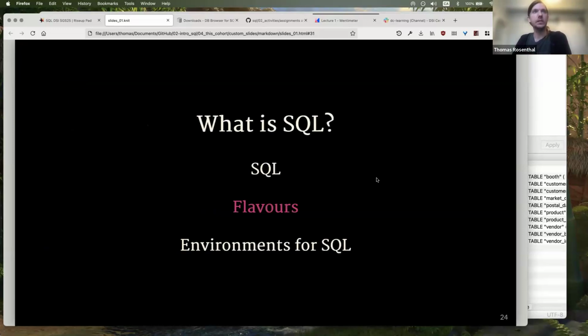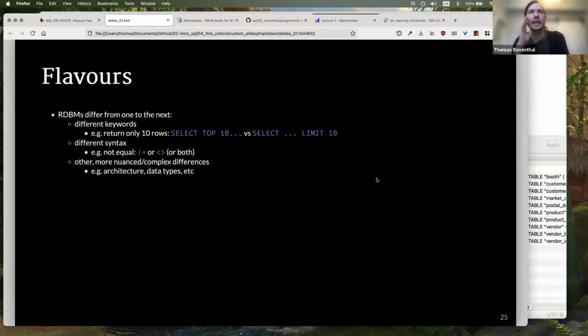Let's talk about the flavors here. RDBMSs differ from one another. SQL has a long history. It's not a young programming or querying language. So there is a lot of diversity that exists out there. So you have different keywords, for example. If we wanted to return only the top 10 rows, we could use SELECT TOP 10 and then the rest of the query, versus SELECT, then the query, and then LIMIT 10. So the difference here is where we put the word LIMIT or TOP. You won't have a mix of this. You won't have SELECT and then the query and then TOP 10. You'll either have TOP at the front or LIMIT at the end.